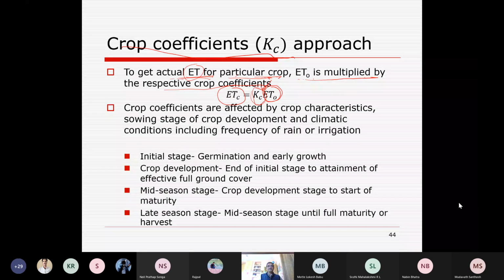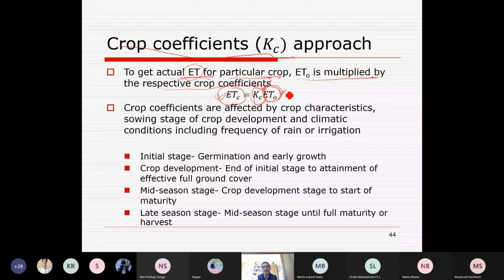So it is clear, it is basically the crop coefficient which is used to get the actual crop ET from the potential crop ET or reference crop ET. Sorry, reference crop ET is reference evapotranspiration that is developed for a particular reference crop. If we multiply it by the crop area, we can get that crop ET for that area.